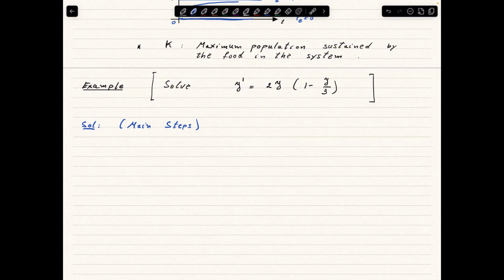But the first thing to solve this equation is write it in the separable form. That is, the y's on one side, the t's on the other. This is not written in this form, so we need to divide by the whole thing over there. We can leave the 2 here, because the 2 doesn't matter. So we are going to write the equation as follows: y prime divided by y times (1 minus y over 3). And here we are going to keep the 2. Here we could integrate, but now it's written as separable.